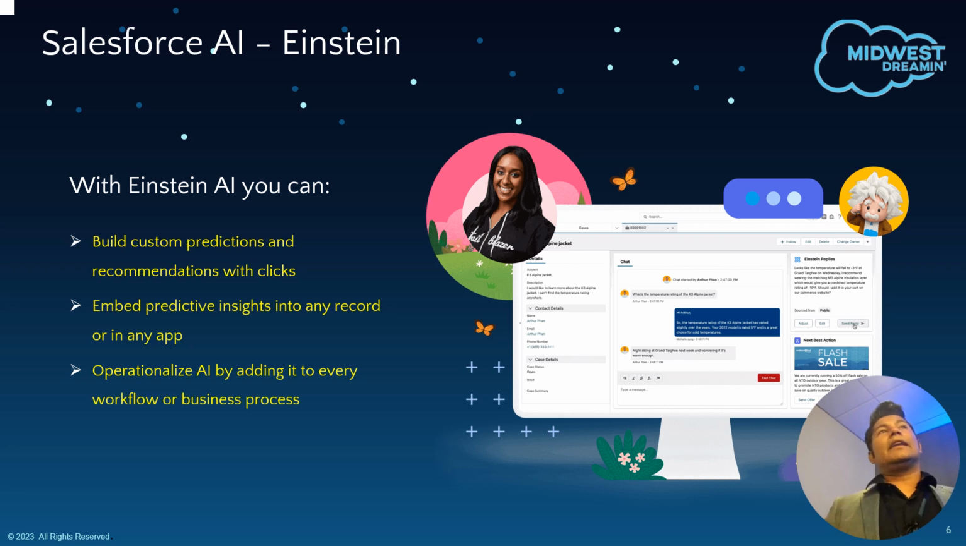Then it can have the Einstein bot, which enables you to interact with your customers without any agent. So a lot of these things can be automated, and it can integrate with the backend to provide a lot of suggestions and recommendations to the end users.